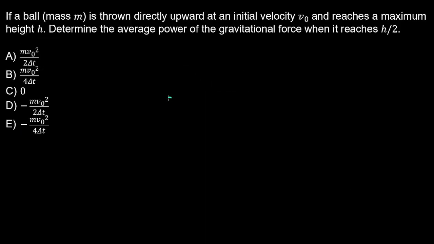If a ball with a mass m is thrown vertically upwards at an initial velocity v0 and reaches a maximum height h, determine the average power of the gravitational force when the ball reaches h on 2.